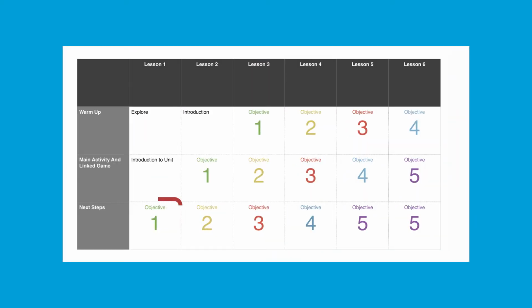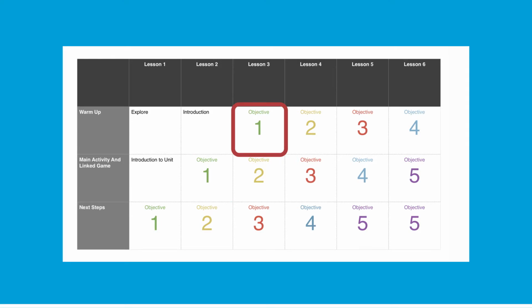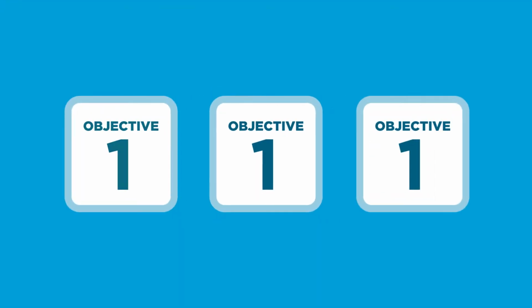Each objective is first taught at the start of the lesson so that the child can explore the skill, then in the main part of the lesson where the core learning is, and then recapped in the warm-up. Every objective is taught 3 times in 3 different ways during the lesson to engage all children.